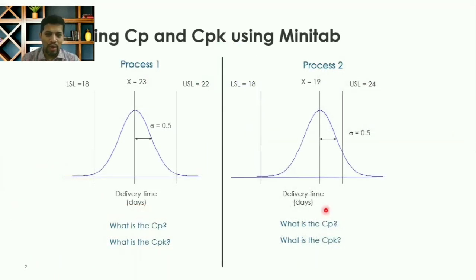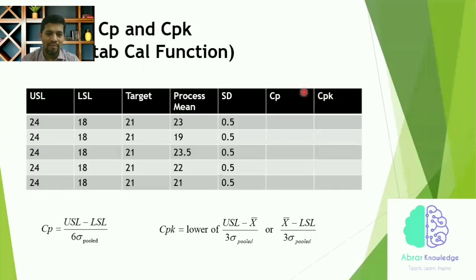I have picked up these values. One is a process where I'm going to compute the process capability. I have LSL is 18 and USL is 22, the process average X bar is 23 and the standard deviation is 0.5. I'm going to compute CP, the process capability ratio, and CPK, the process capability index. The same thing I have taken for process 2 as well, and this is the value I have tabulated. So I have USL, LSL, a target, a process mean and a standard deviation. I need to find out CP and CPK.